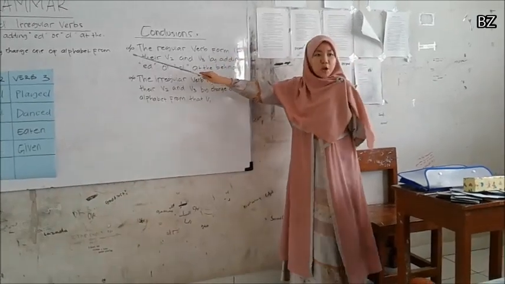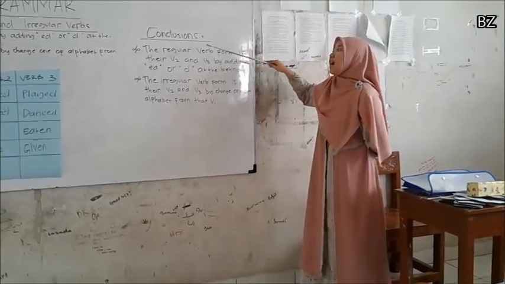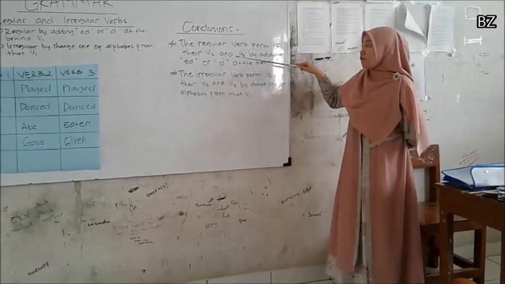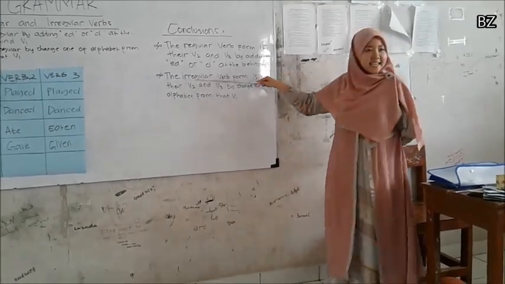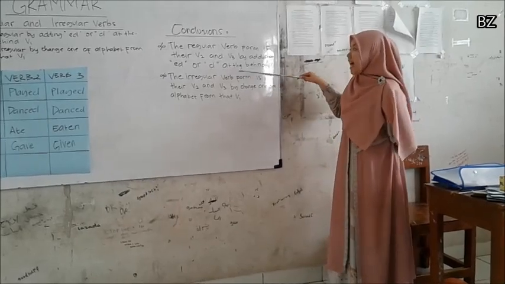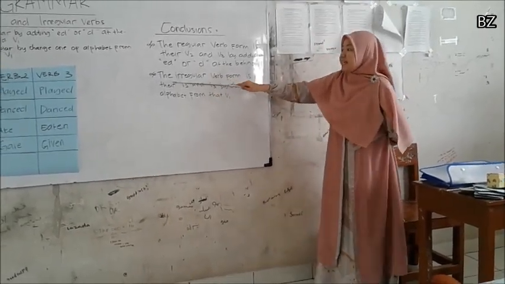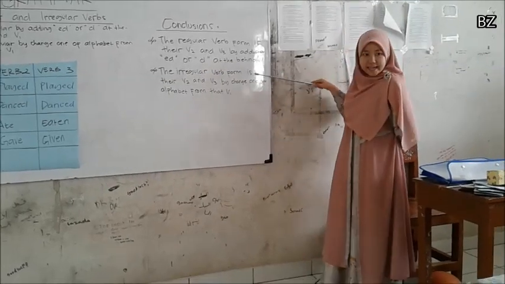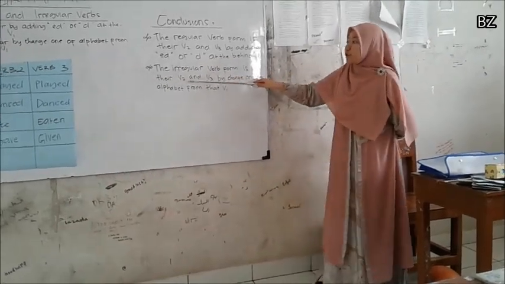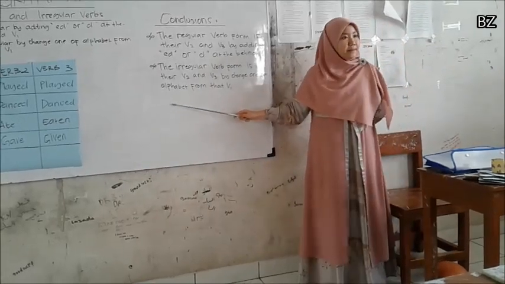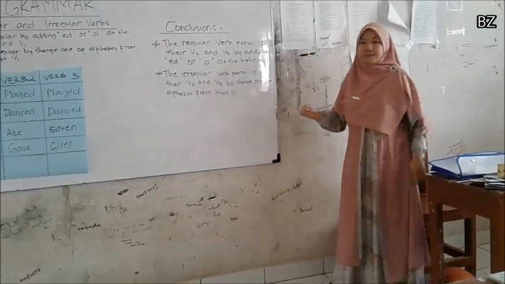Conclusions. The first conclusion. The regular verb form is their verb 2 and verb 3 by adding ed or d at the behind verb 1. The second conclusion. The irregular verb form is their verb 2 and verb 3 by change 1 of alphabet from that verb 1.